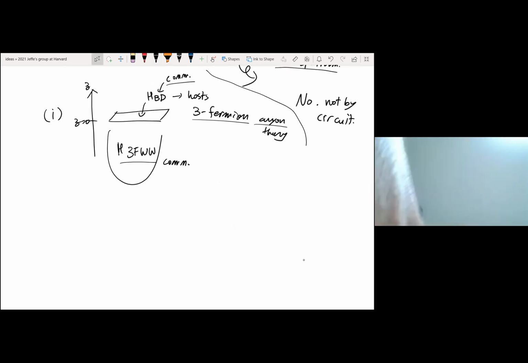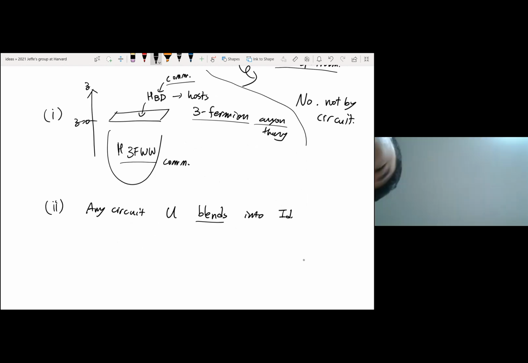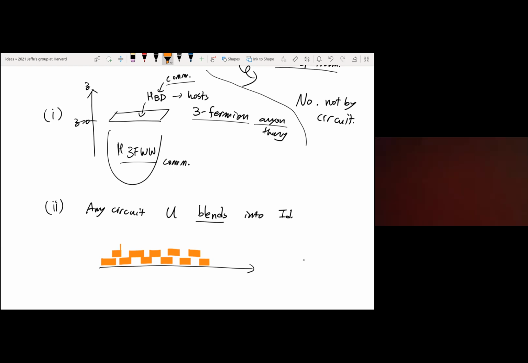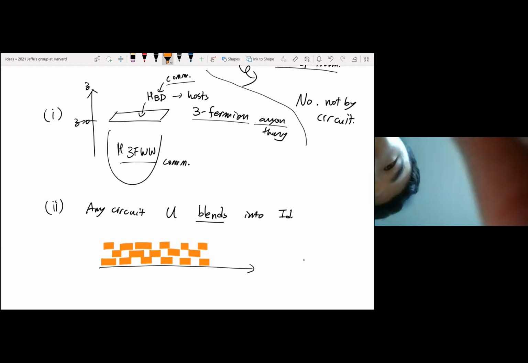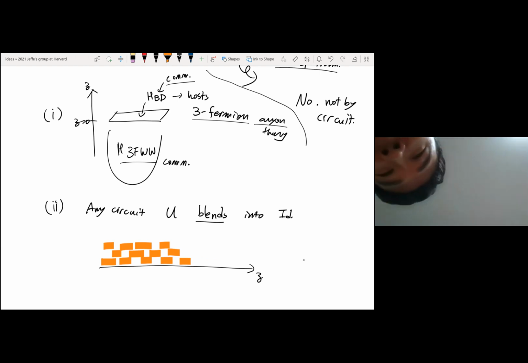That's the first observation. One is that any circuit U blends into identity. What do I mean by blend? Suppose I have a circuit like that, and this is my space. Then nothing prevents me from erasing them.